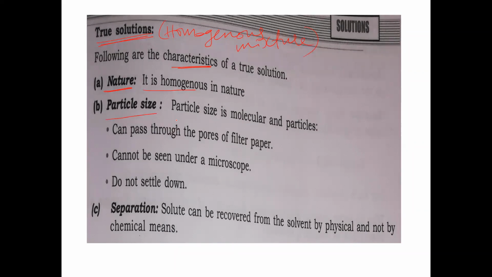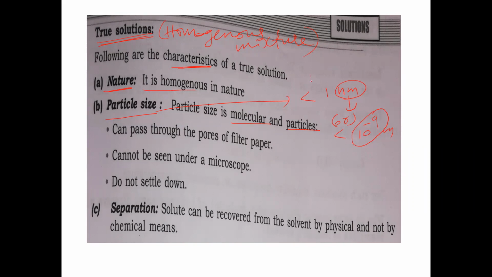Next, particle size. The particle size is molecular, atomic size or molecular size. Very small size will be there here. So remember the particle size, as I told you, is less than 1 nanometer. 1 nanometer means how many meters? 1 nanometer is equal to 10 power minus 9 meters. Less than 10 power minus 9 means it should be 10 power minus 10 or 10 power minus 8.